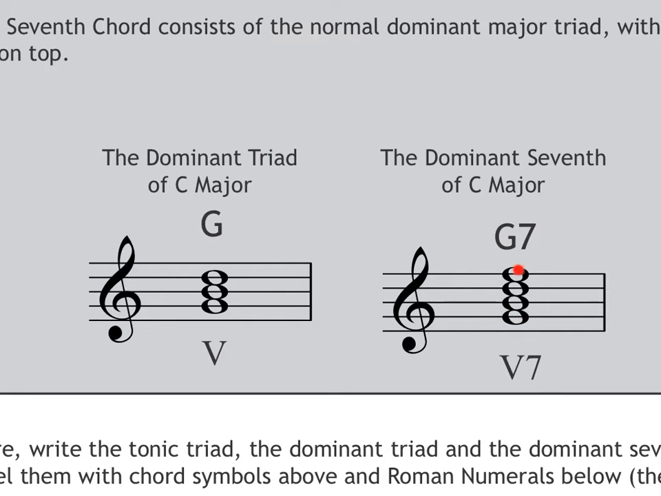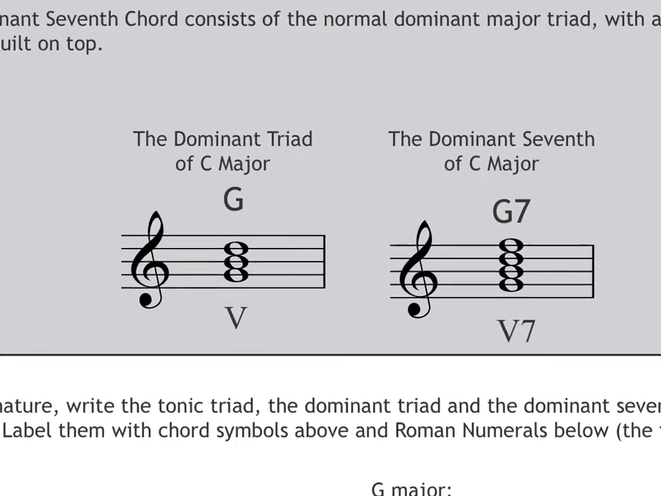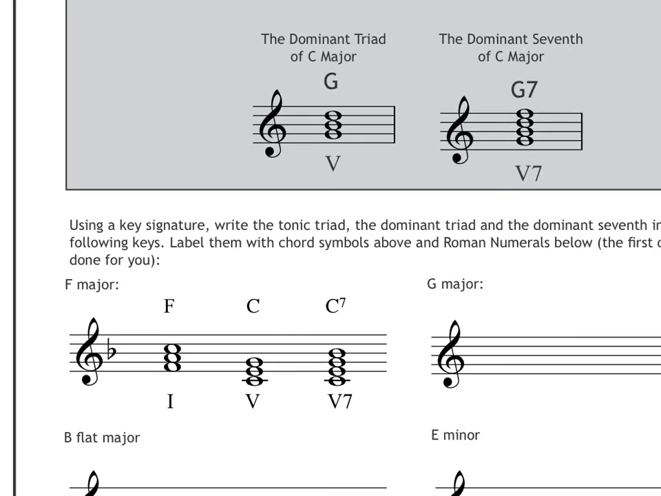It's basically like a four-ball snowman, if you want to think of it that way. Everything still follows the key signature. We're just using the seventh note above the root. So the rest of this worksheet really is just practice writing those dominant chords. All right, the first one's been done for you.